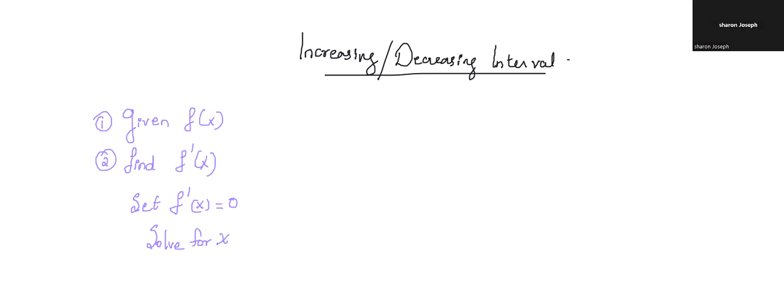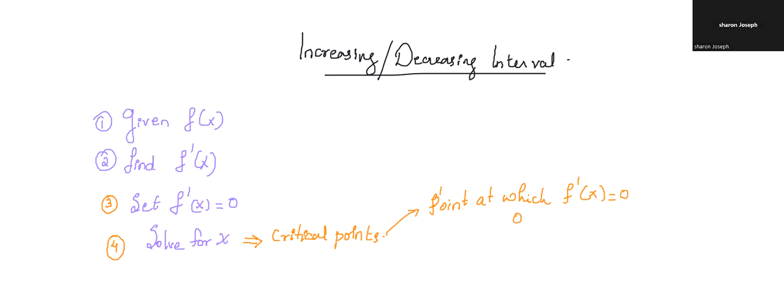The x values that we get are called critical points. Once you set f prime of x to 0 and solve for x, we get certain x values and those are called critical points. A critical point is a point at which f prime of x is equal to 0 or does not exist. That point is also important. So you also have to choose a point that makes f prime of x not exist. Those are called critical points.